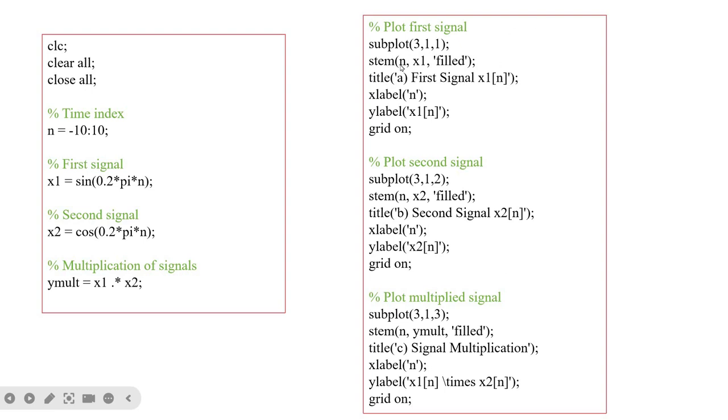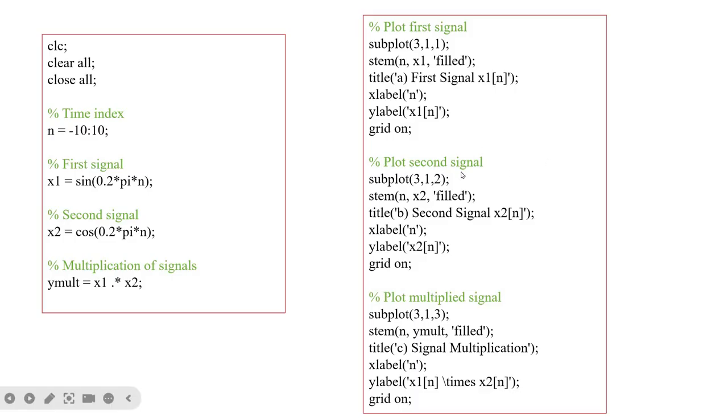Then you have the stem n comma x1 comma filled. So here it will display the discrete time signal. Then filled fills the circular markers, and title will give the plot title. Here you have the title, that is the first signal x1 of n. Next you have to label the x-axis and the y-axis, and here we are using grid to display the grid lines.